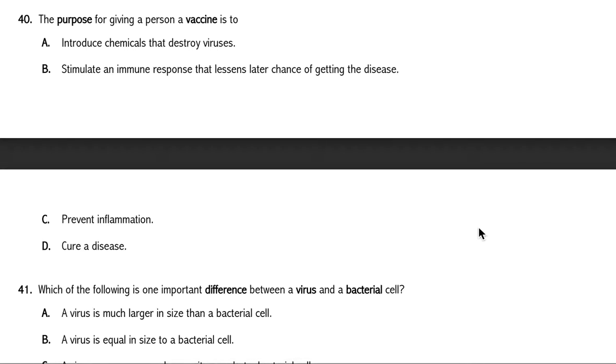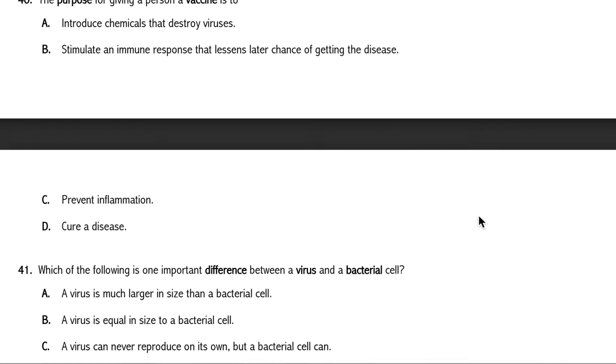Question 40. The purpose for giving a person a vaccine is to A. Introduce chemicals that destroy viruses, B. Stimulate an immune response that lessens later chance of getting the disease, C. Prevent inflammation, D. Cure a disease.